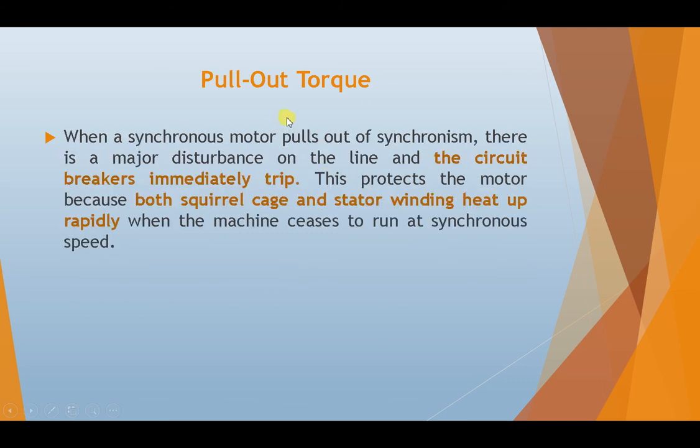When a synchronous motor pulls out of synchronism, there is a major disturbance on the line and the circuit breaker immediately trips. This protects the motor because both squirrel cage and stator winding heat up rapidly when the machine is out of synchronism. So we need to trip the circuit breaker, or it turns off automatically, because when this happens, the squirrel cage and stator winding heat up quite rapidly.